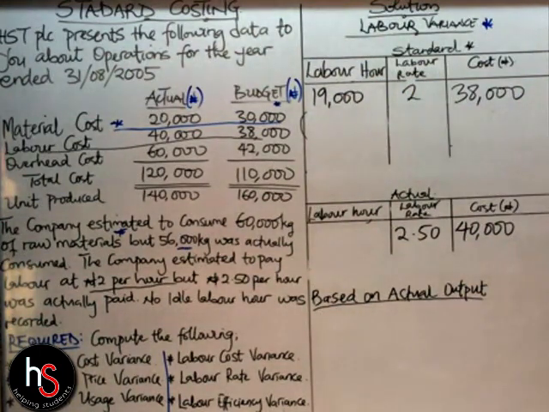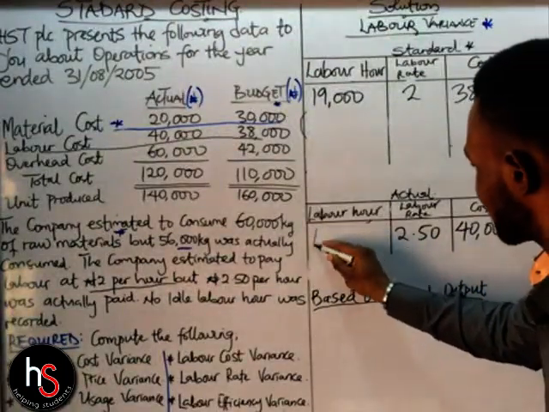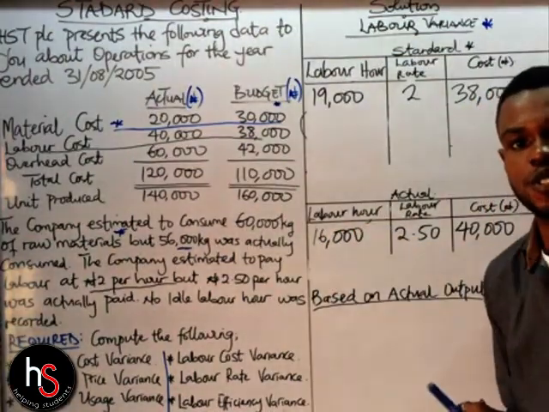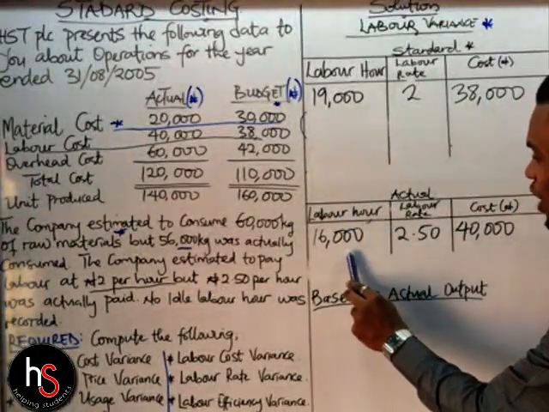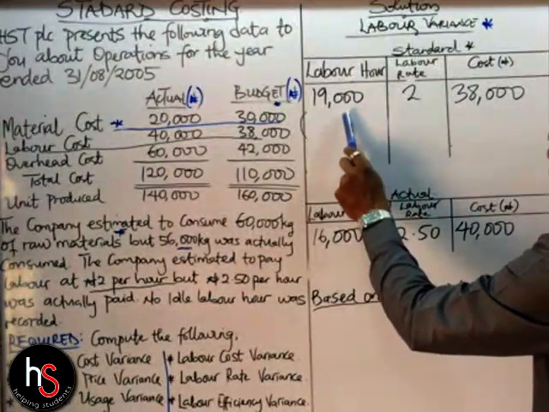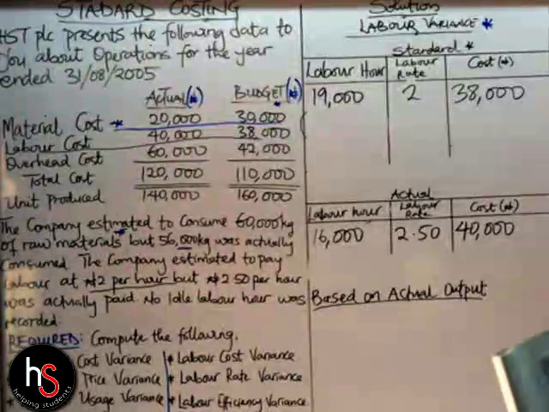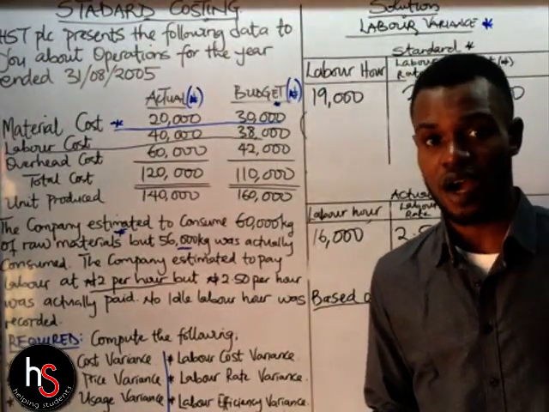19,000 stands as the labor hour. Then 40,000 divided by 2.50 gives us what? 16,000. Now, ensure you understand the concepts behind this. You divide this in such a way that by the time you multiply both your labor hour and your labor rate, it gives you the cost. This is applicable both under the labor variance and the material variance.